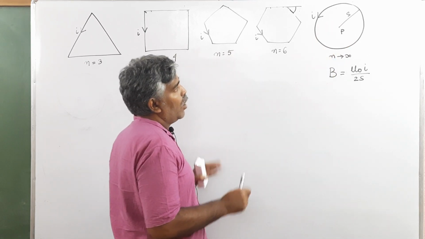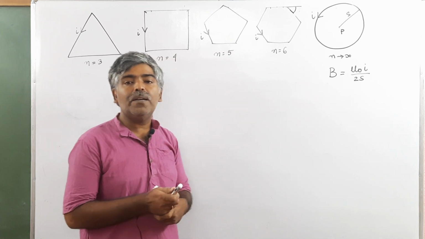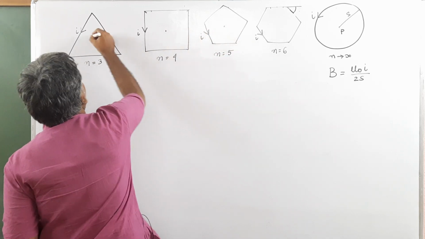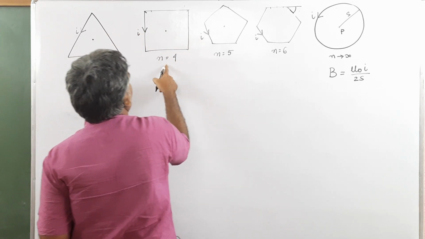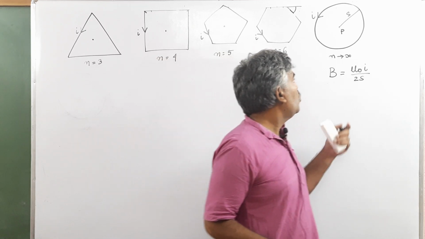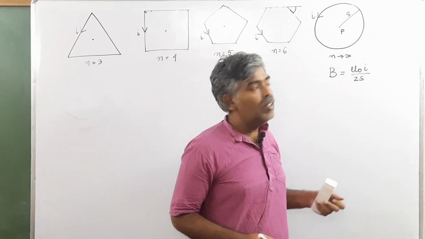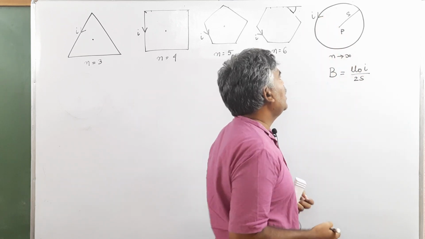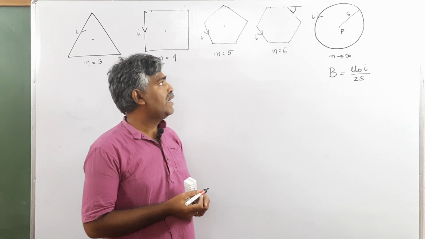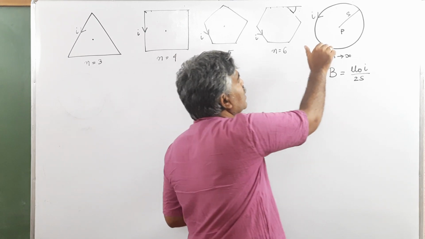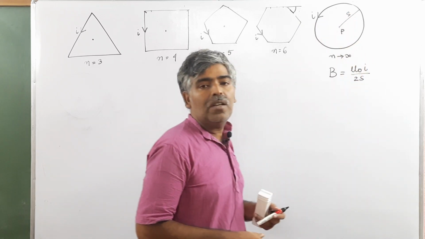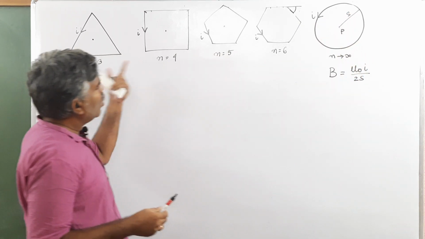Now we are interested in the magnetic field at the center of each polygon. This is n equal to 3, 4, 5, 6, and this is n tends to infinity. Now we know that for a circle, the magnetic field at the center is mu 0 I by 2s, and as far as this circle is concerned, if the current is like this, it's coming out of the plane of the board. Same for all these.